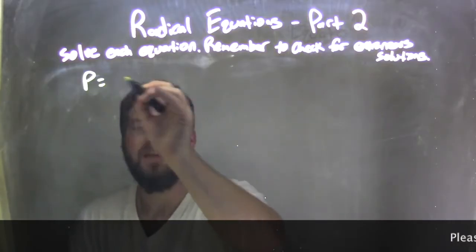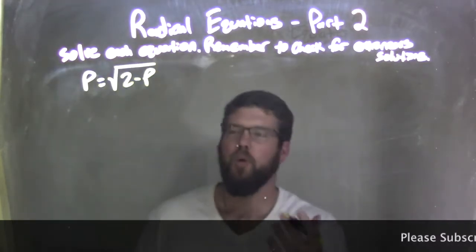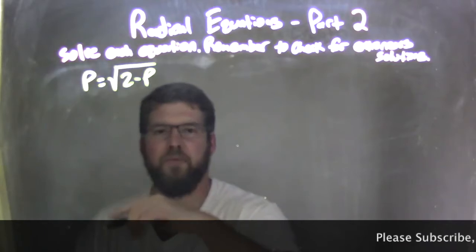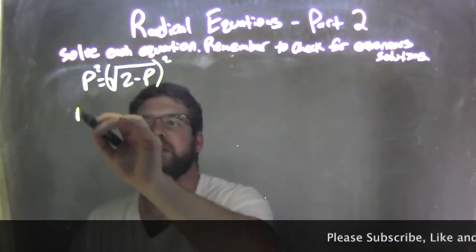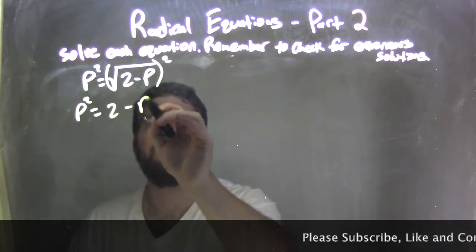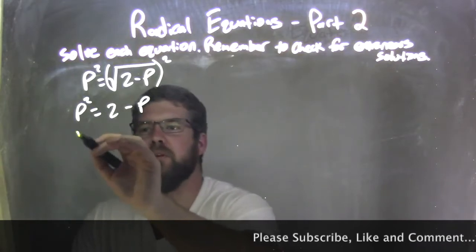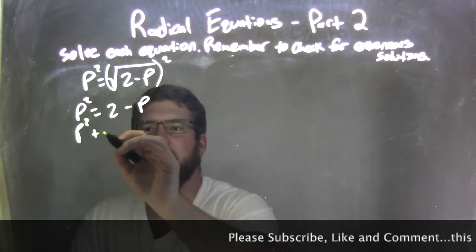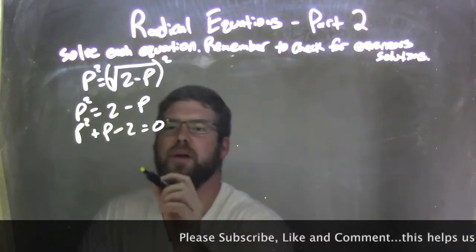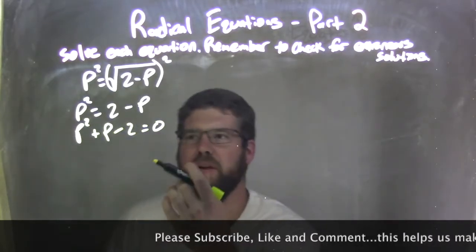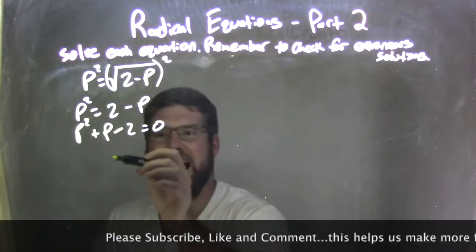Next, p equals the square root of 2 minus p. Well, first step is I'm going to square both sides to get rid of that radical. By squaring both sides here, p squared just comes down, and that equals 2 minus p on the right. Now I'm going to bring everything over to the left and set it equal to 0. So we have p squared, and by adding a p, I have a plus p on this side, and I subtract 2, so 0 equals p squared plus p minus 2. I'm skipping some steps here, so if you need time, you can write it all out, but I'm just subtracting 2 over and adding a p.